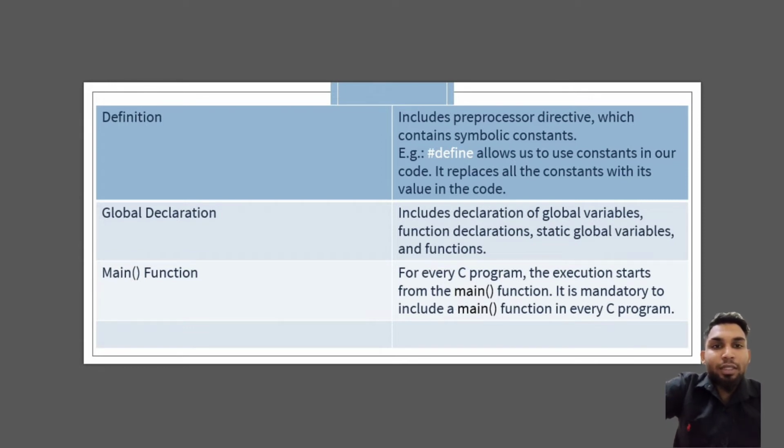So the next is global declaration. It includes declaration of global variables, function declarations, static global variables and functions. And the next is the main function. For every C program, the execution starts from the main function. It is mandatory to include a main function in every C program. It's like the 2 brackets, madam.